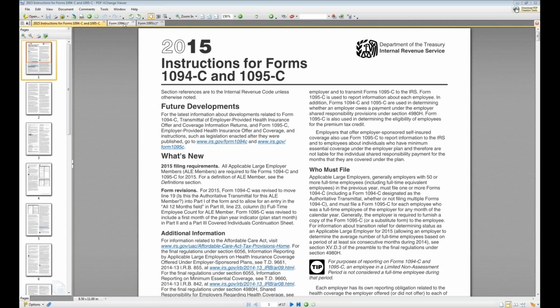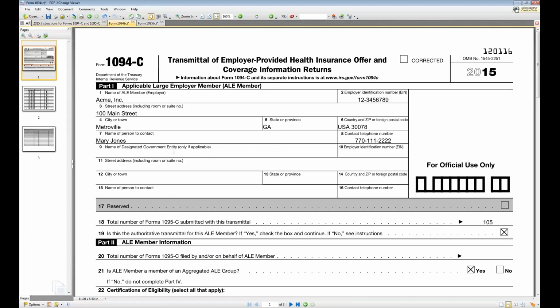Now, pulling up the 1094C, which is a 3-page document, and it's going to be submitted 1 copy to the IRS with copies of all of the 1095Cs. So this, again, is the equivalent of the W-3 that's submitted to the IRS for an employer.